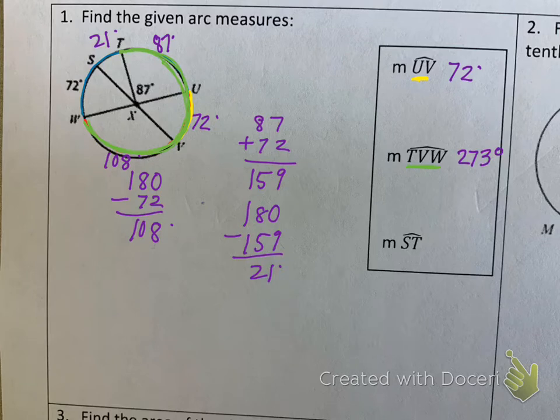Lastly, ST has 2 letters, so it should be less than 180. Here's ST, so we already know that's 21 degrees.